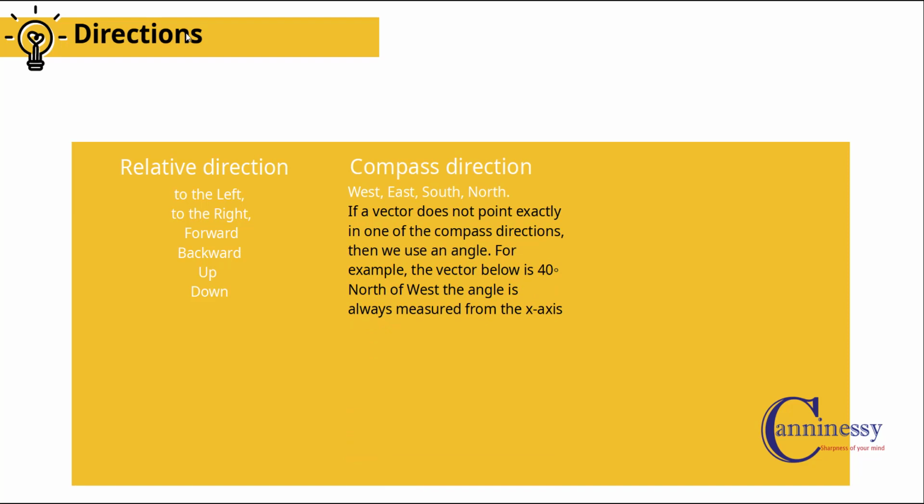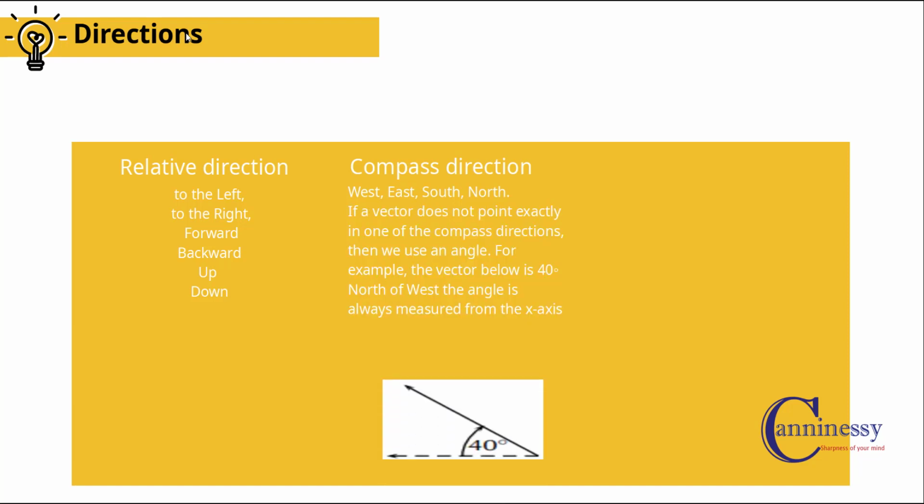If a vector does not point exactly in one of the compass directions, then we use an angle. For example, the vector below is 40 degrees north of west. The angle is always measured from the x-axis.